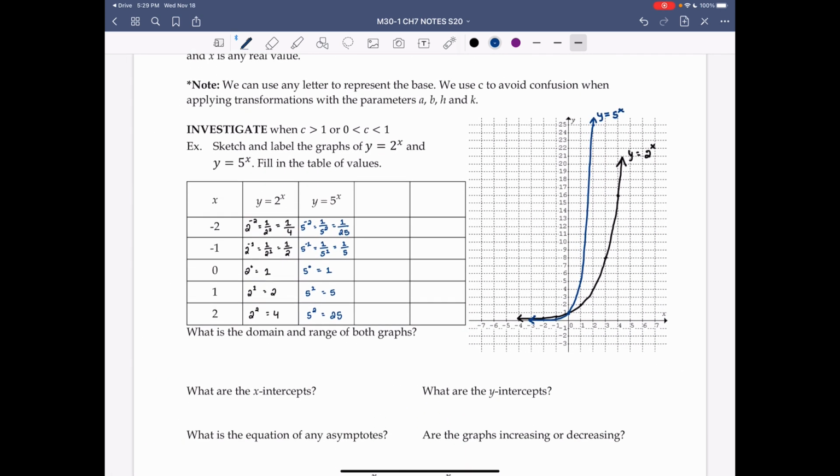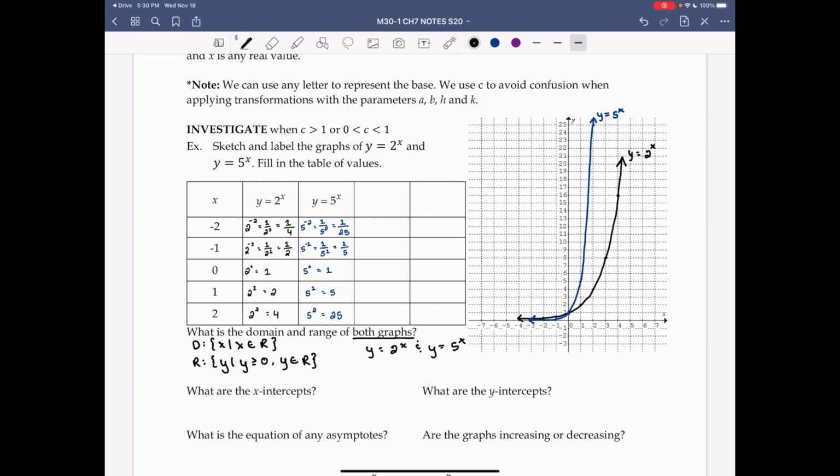What is the domain and range of both graphs? For both graphs, they continue left forever and they continue going out to the right as they go up. So our domain is going to be x such that x ∈ R. Our range, we never get a negative number. We're continuing this way, but we never cross the x-axis. So for both graphs, our range is y such that y is greater than 0, y ∈ R. And this is for both graphs, y equals 2 to the power of x and y equals 5 to the power of x.